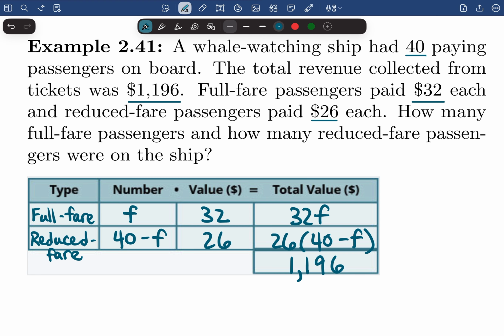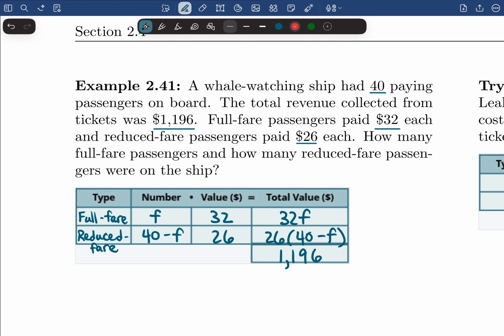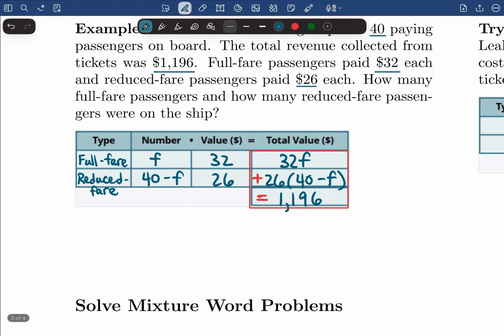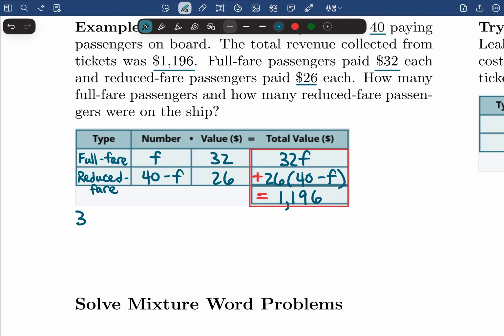Okay, there we go. Now, just like before, we're going to take this information in this column for the total value, add the pieces together, and set equal to the grand total. So let's write the equation down below so that we can use some algebra to solve it. 32F plus 26 times 40 minus F. That has to equal 1,196. Now let's distribute.